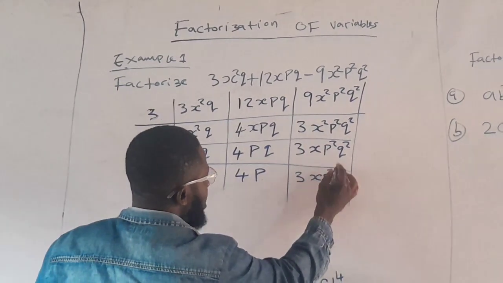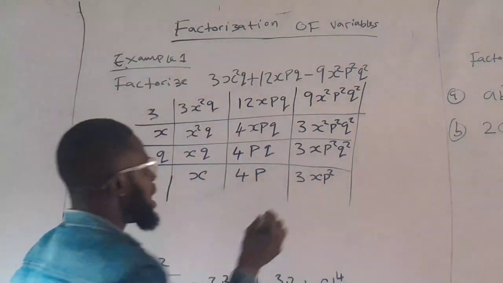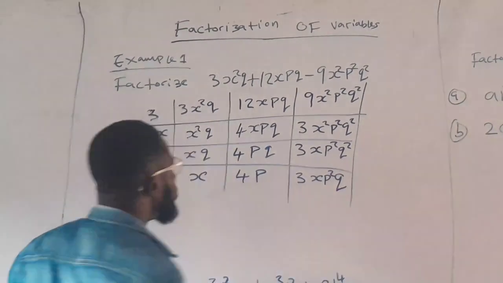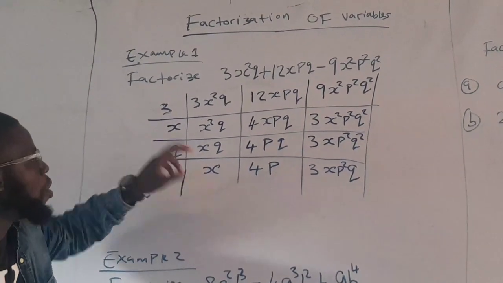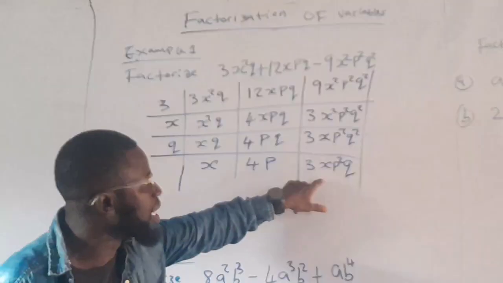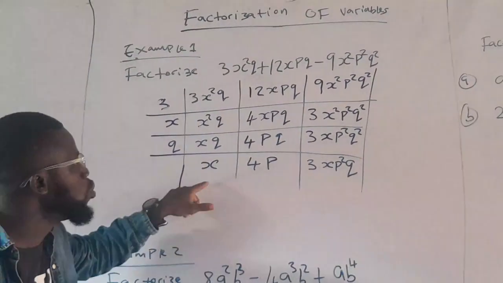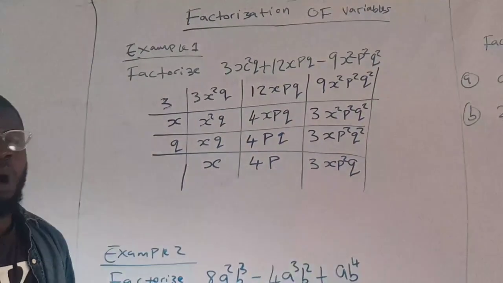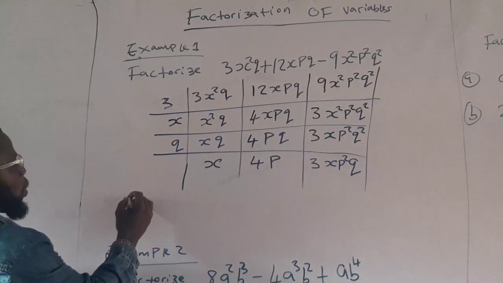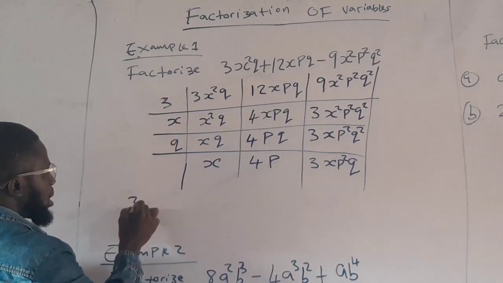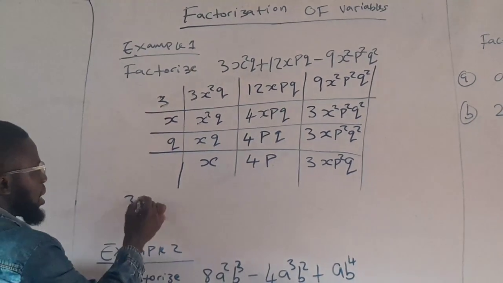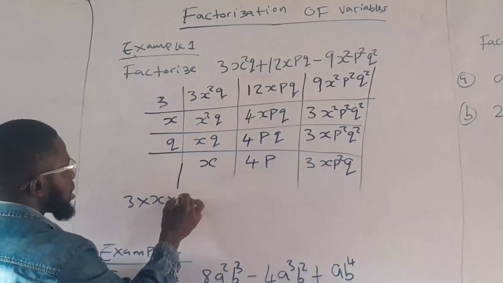3sp squared. Q squared divided by q will give you ordinary q. Q cannot go again. So if you look at it, there is no number that can go in this one again, and there is no variable that is also common. So on that note, you've gotten your final answer: you have 3 times x times q.